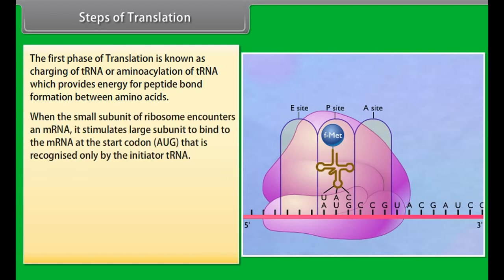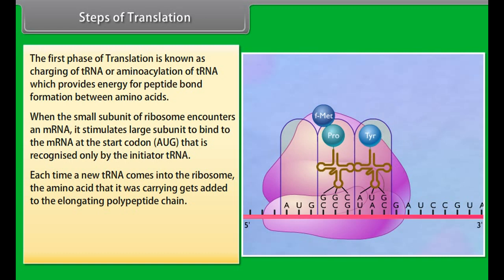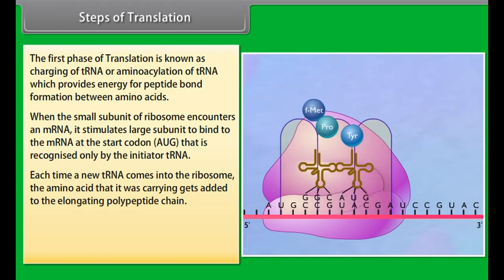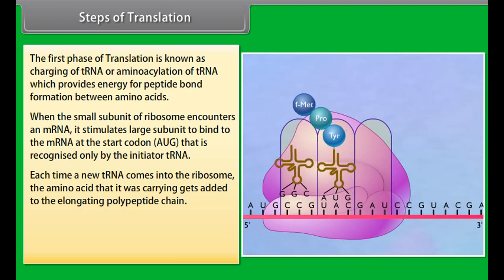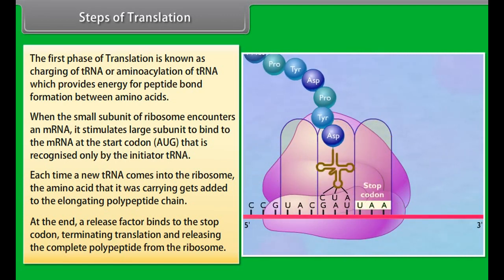When the small subunit of the ribosome encounters an mRNA, it stimulates the large subunit to bind to the mRNA at the start codon AUG, which is recognized only by the initiator tRNA. Each time a new tRNA comes into the ribosome, the amino acid that it was carrying gets added to the elongating polypeptide chain. At the end, a release factor binds to the stop codon, terminating translation and releasing the complete polypeptide from the ribosome.